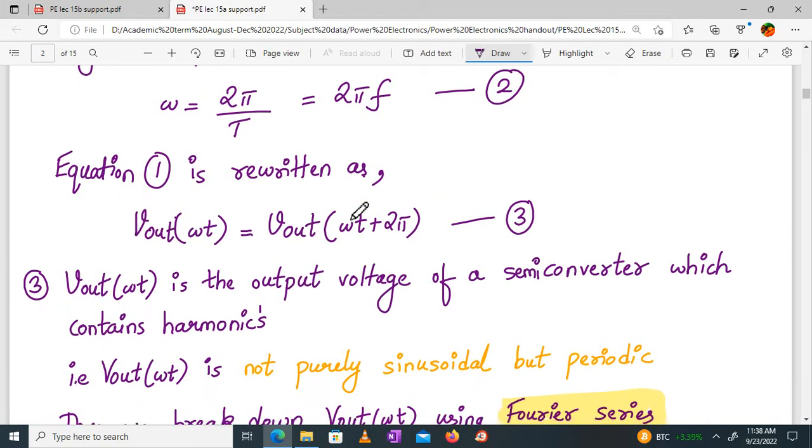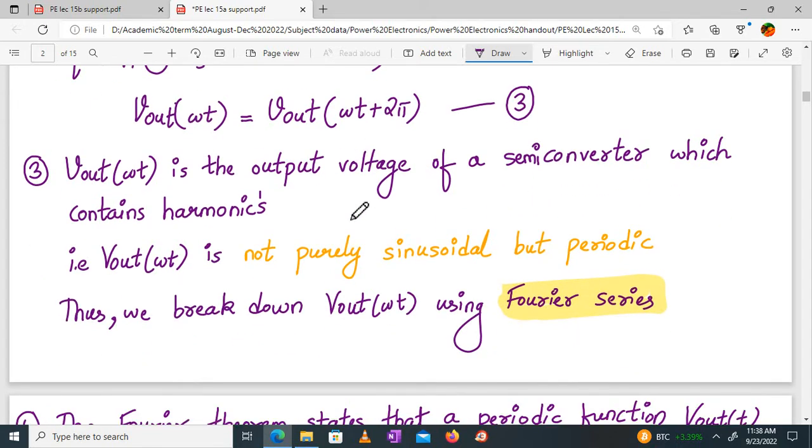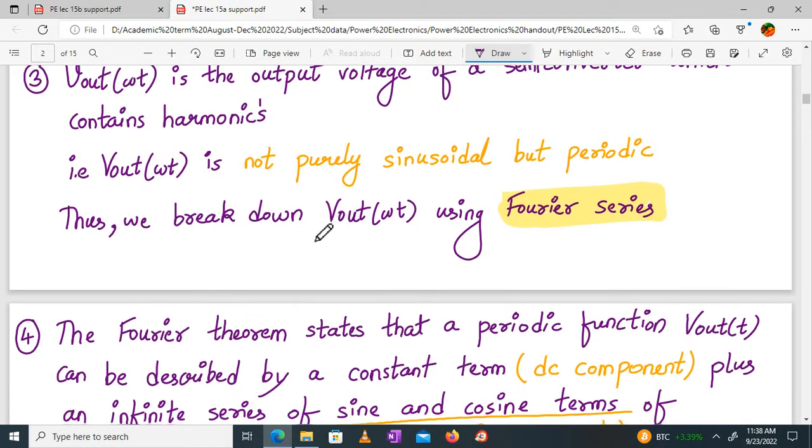So that can be rewritten in the frequency domain. V out of omega t is equal to V out of omega t plus 2 pi, where 2 pi is the period. Why 2 pi? Because 2 pi is the period of one input cycle. Now, this V out of t is the output voltage of a semi-converter which contains harmonics. That means it is not purely sinusoid but periodic. It is not a sinusoid, but it is periodic, right? So we break V out of omega t using Fourier series.